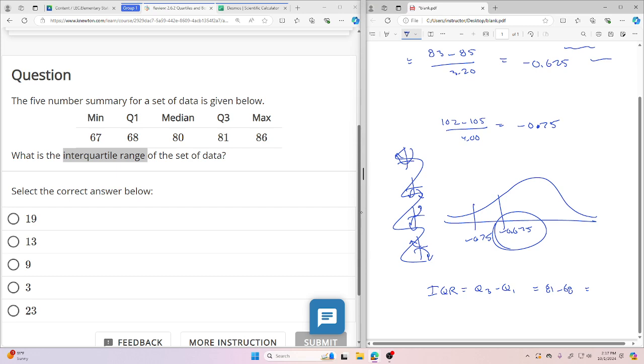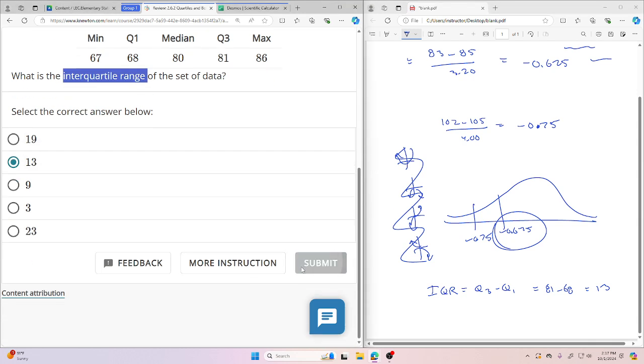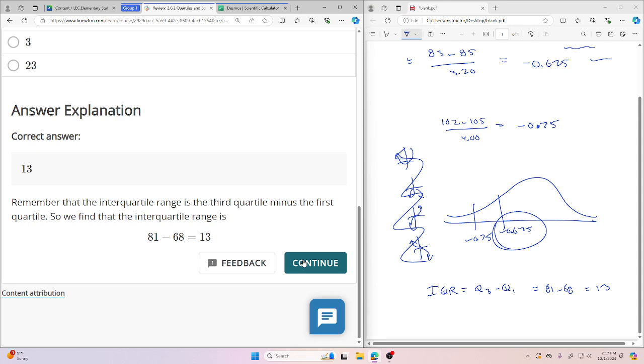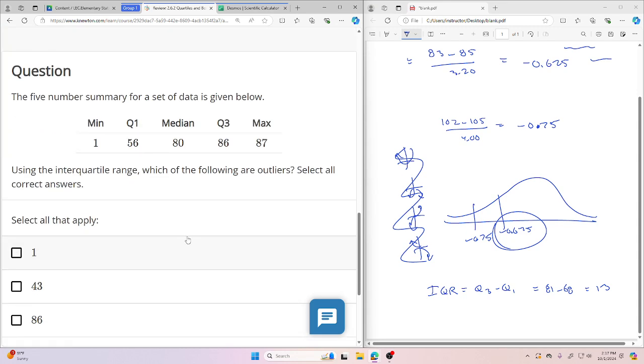What is that going to be? 13? 13? 13. Look at that. Yay. Cool. I bet this is the one that's going to change. Oh, yeah. Oh, man, how frustrating.